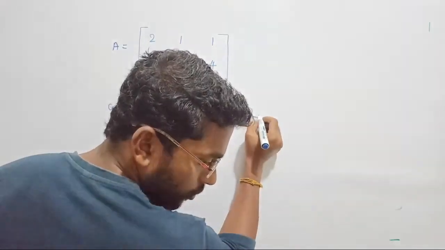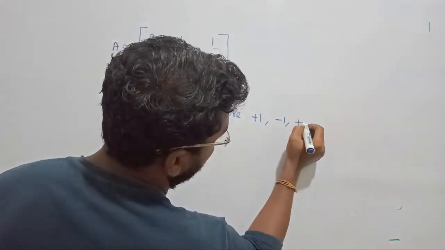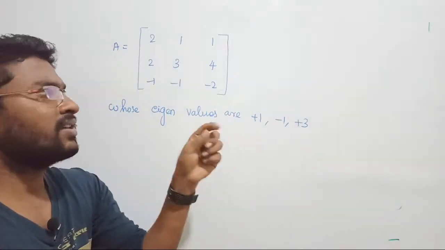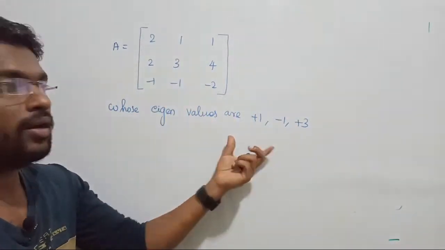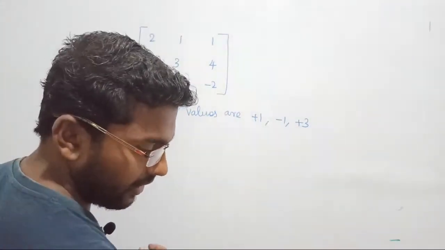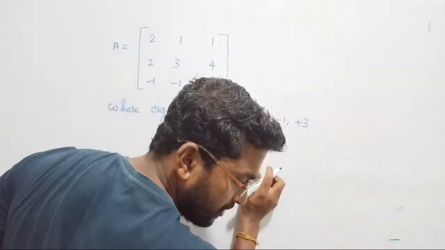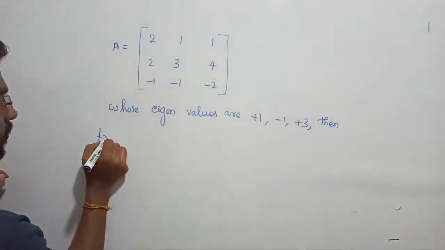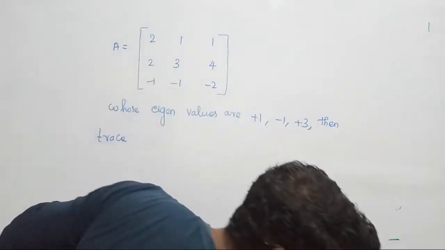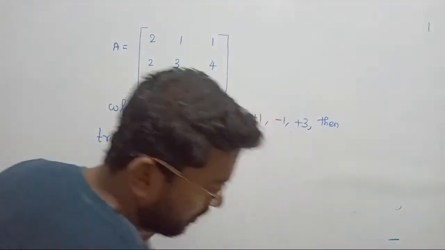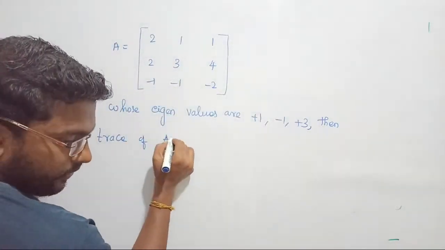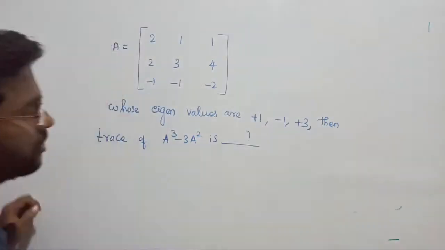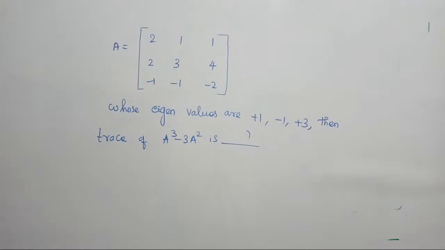plus 1, minus 1, plus 3. I said whenever we are talking about a 3 cross 3 matrix, either the values will be given, or a simple matrix will be given in order to find the eigenvalues in the easiest way, right? One of the two they will give. Anyway, the question is: then the trace of A cube minus 3 times A square is dash. That is the question.